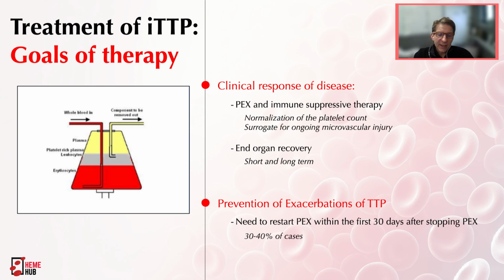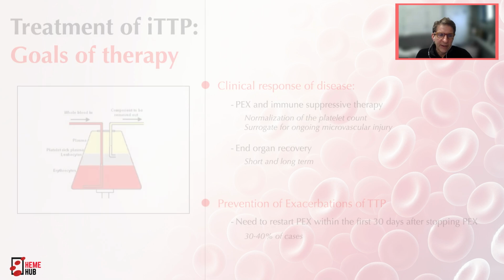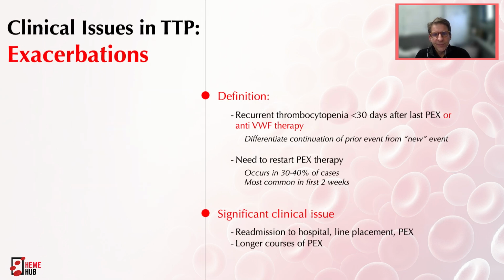If you get past this exacerbation time period and you don't have it, so 30 days after the last plasma exchange or anti-VWF treatment, and you stay in remission with a normal platelet count, we call that a clinical remission. After that point, if disease recurs, we refer to it as a relapse. An exacerbation is a continuation of the prior episode. So it's important that we use those terms correctly so we're all talking about the same things. We've all kind of done that in the field.